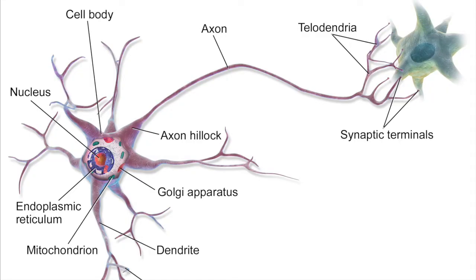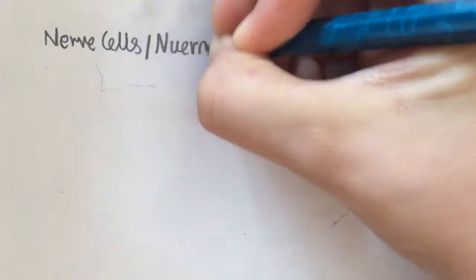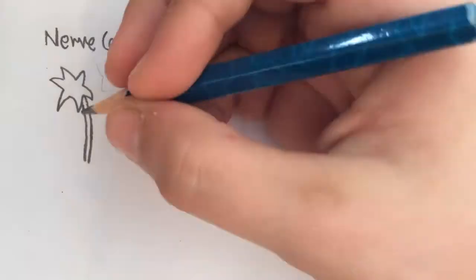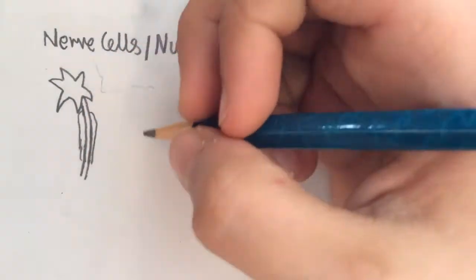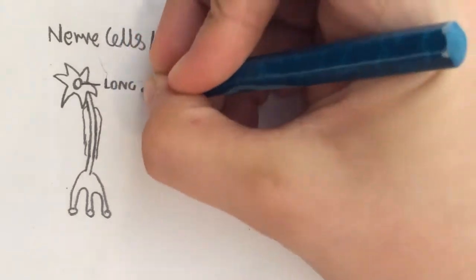Nerve cells or neurons are found in our nervous system to help transmit messages in the form of electrical signals. Now, nerve cells have long axons to help transmit electrical signals from each nerve cell.